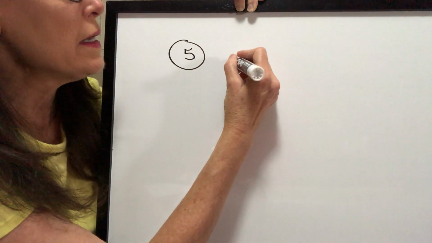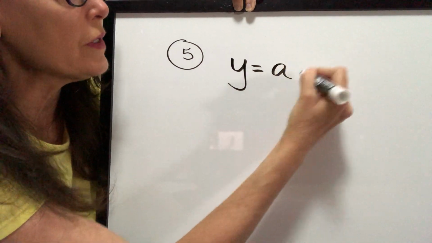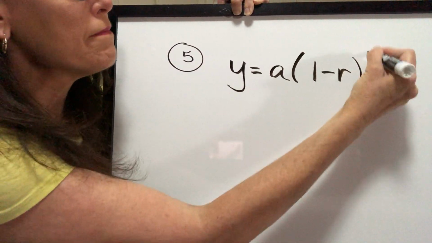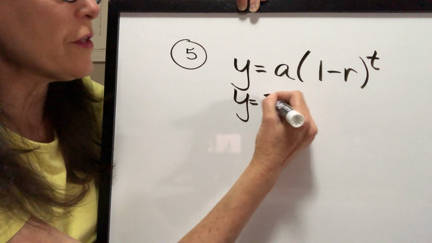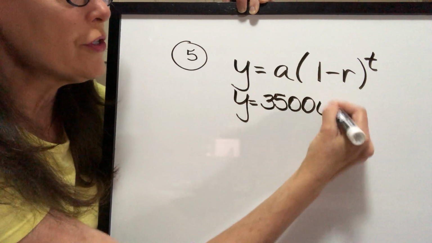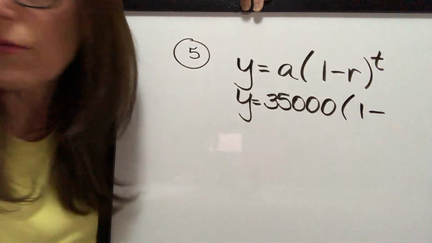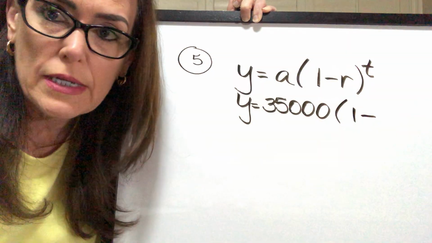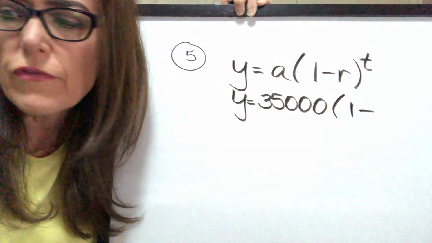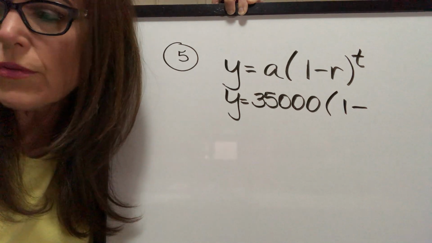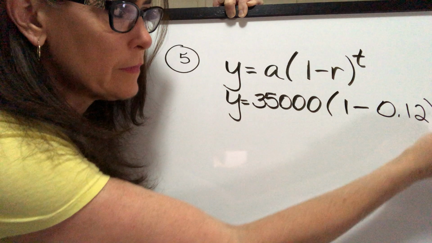Okay, so the formula is going to be the one for exponential decay because the value is decreasing for this car. So it's going to be that one. Okay, so I'm going to put in A as the $35,000. That's the original cost of the car. And then this is just the number 1 minus the rate. So it says that the rate is 12%, but you have to change 12% to a decimal. And you do that by moving the decimal point 2 places to the left. So instead of 12%, you're going to use 0.12 raised to the t.